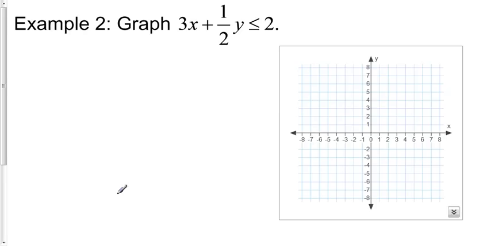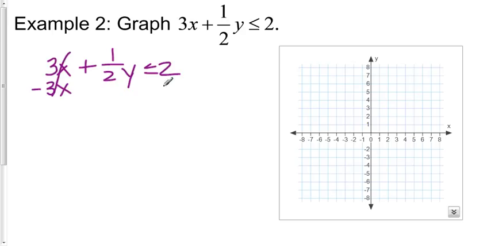Let's do another example. Okay, so following those steps again, I'm going to start with the original inequality, 3x plus 1/2 y is less than or equal to 2, and I'm going to start by solving the inequality for y. So I'm going to subtract 3x from each side. 3 minus 3 is nothing. Over here, I'm going to be careful about rewriting it. I've got 1/2 y is less than or equal to.